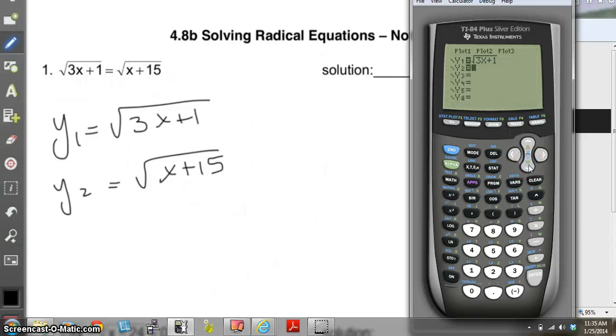Oh, I entered 3 a couple of times, so I'm going to delete this. And then on the other one, I'm going to put square root. Let me clear this and put square root of x plus 15. There you go. You graph it.